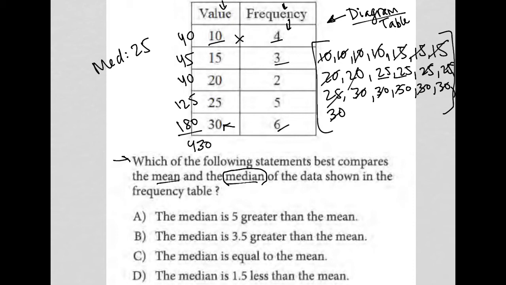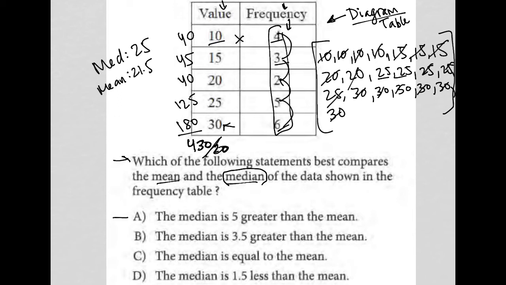But then how many things did I have? That comes from the frequency column, right? So all together, I have 4, plus 3 is 7, plus 2 is 9, plus 5 is 14, plus 6 is 20. There are 20 data points, right? So I find my mean by taking the sum of all the data, which is 430, dividing by the number of data points there are, which is 20. So when I divide that by 20, I'm getting 21.5 as the mean.